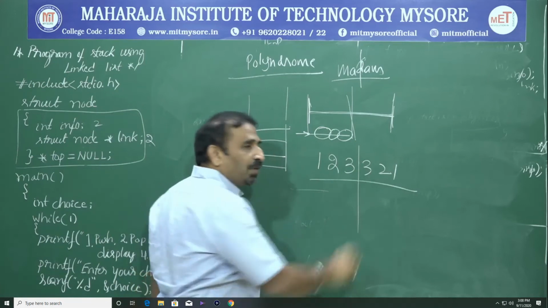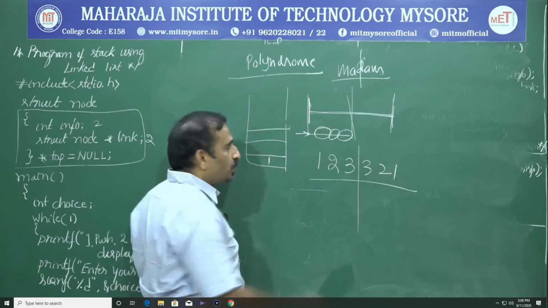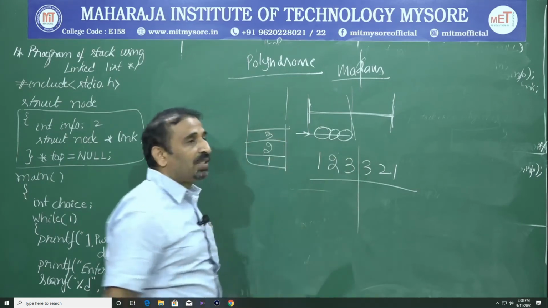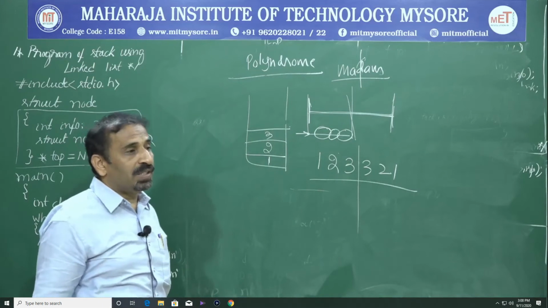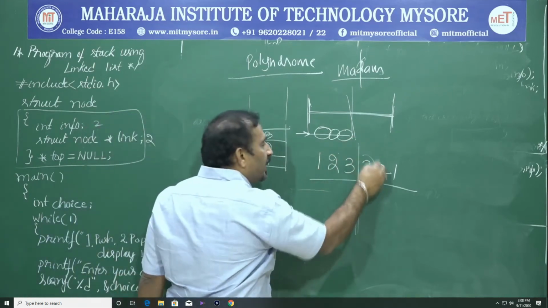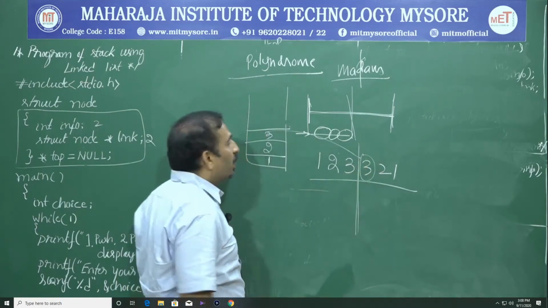So starting from left to right, store this here, 1. Next, store this number, 2, and store this as 3. These are the three things which are there in the stack. So once you reach half, take this number and compare whether they are same or not.